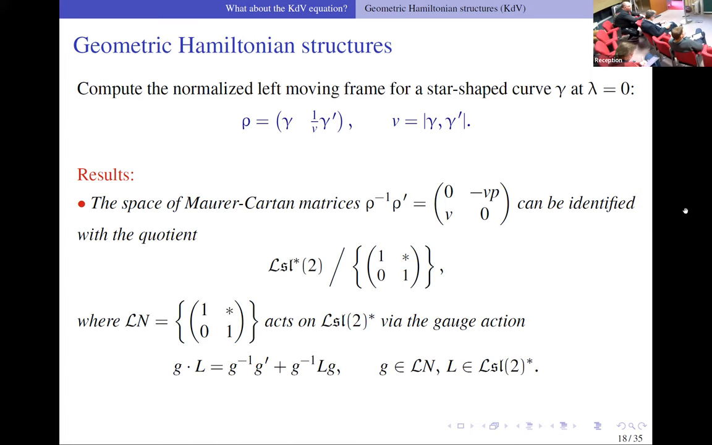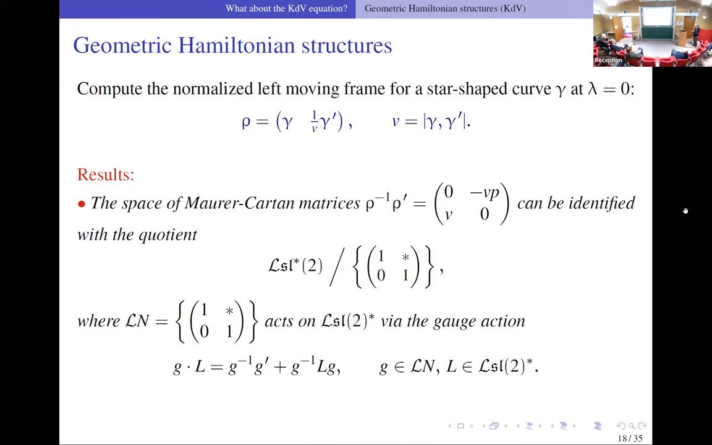I don't even set the determinant of gamma prime equal to one. So notice, this Maurer-Cartan equation now encodes the curvature and the torsion. And it can be thought of as a point, as an element in this quotient space, the loop algebra of SL2, quotient by a certain subgroup that acts with a certain gauge action. Again, don't worry about this, just keep in mind that we can reduce those universal brackets to the quotient.